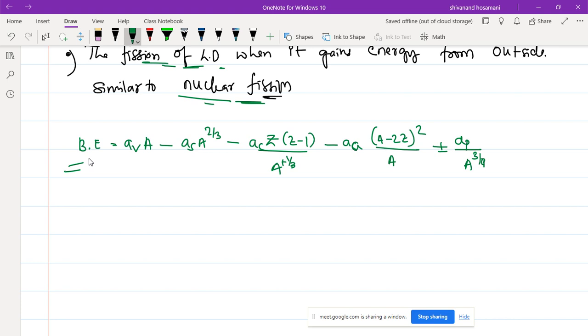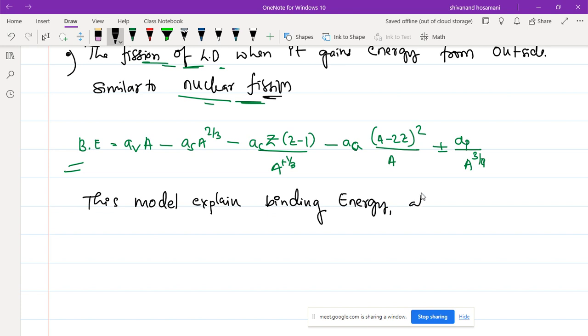The model is able to explain binding energy, atomic mass. This model explains binding energy properly, atomic mass and nuclear mass; it explains these properly. Along with that, this explains nuclear fission successfully. This is the first point.